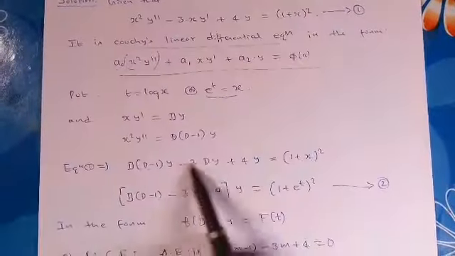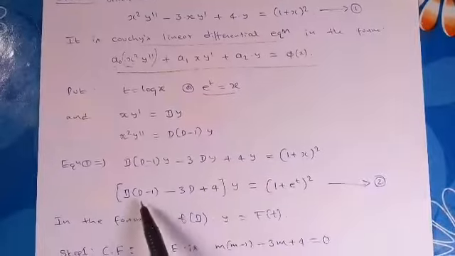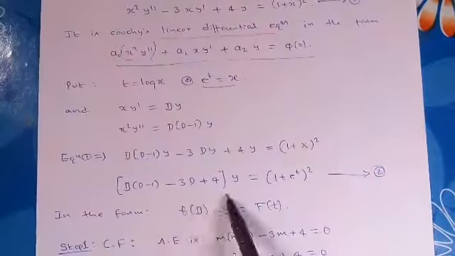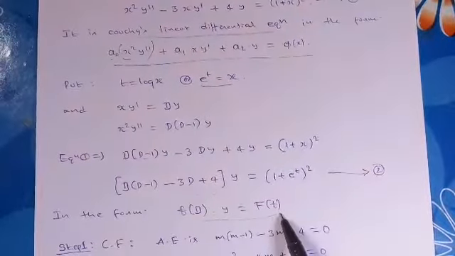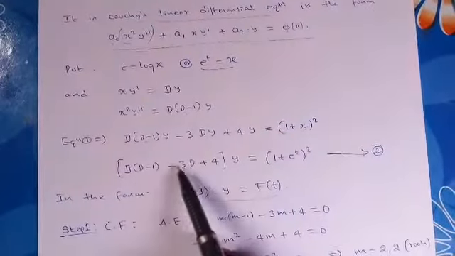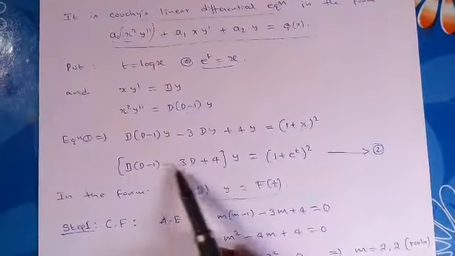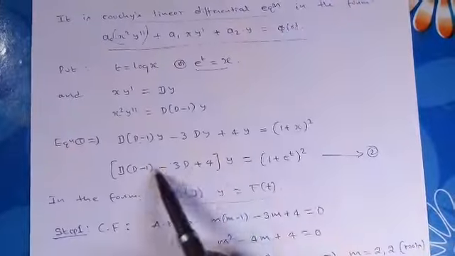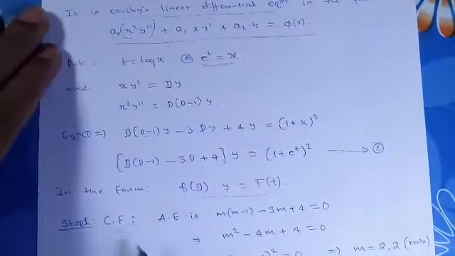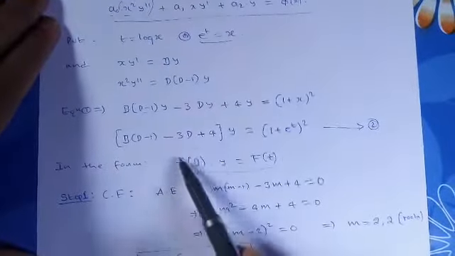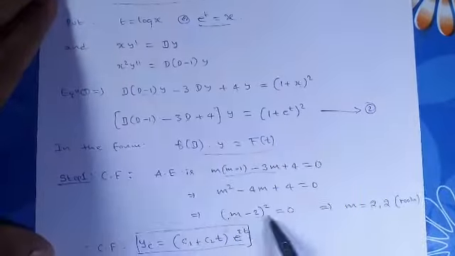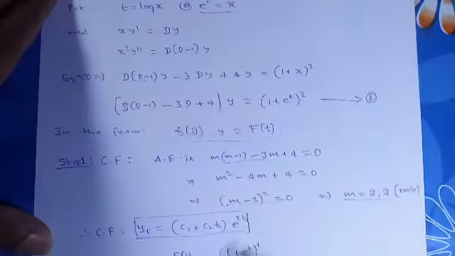Now simplify the LHS. Here y is common, take it outside. So it is in the form f of D into y equals f of t, a function of t. So this is a differential equation with constant coefficients: here 4, here minus 3, here 1. Now we have to find the complementary function and particular integral. To find the complementary function, write down the auxiliary equation and find the roots. Here the roots are 2, 2 repeated.